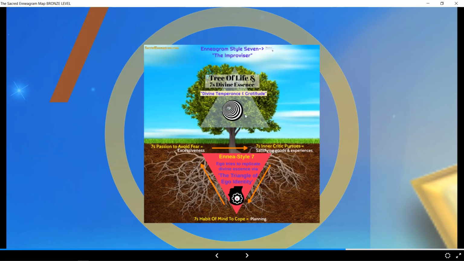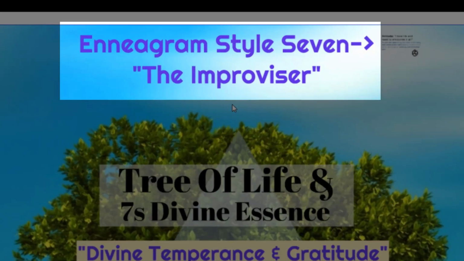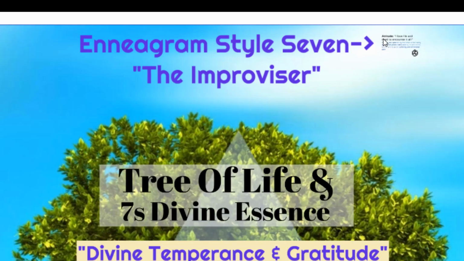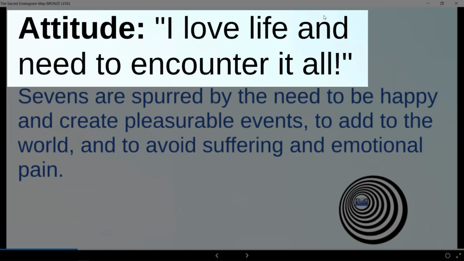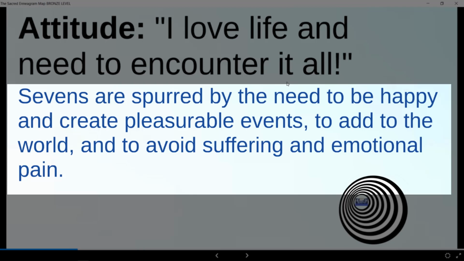And here we have Enneagram Type 7s. Enneagram Style 7, or Enneagram Type 7, is called the improviser. And their attitude is, I love life and I need to encounter it all. 7s are spurred by the need to be happy and create pleasurable events, to add to the world and to avoid suffering and emotional pain.